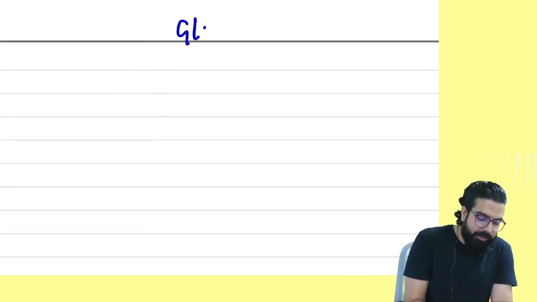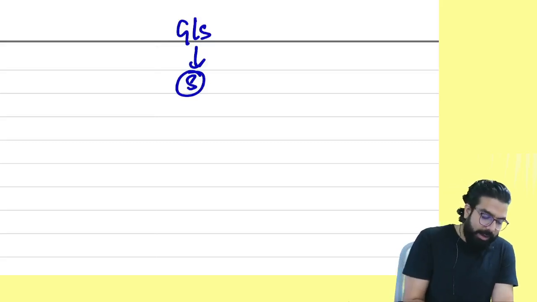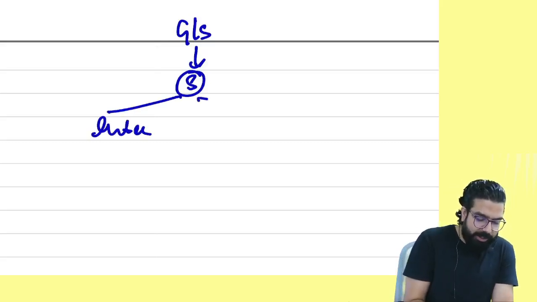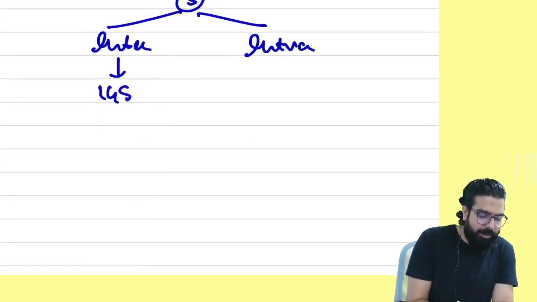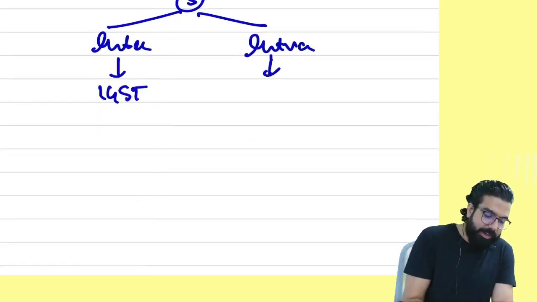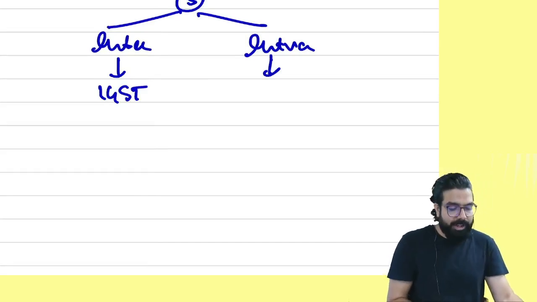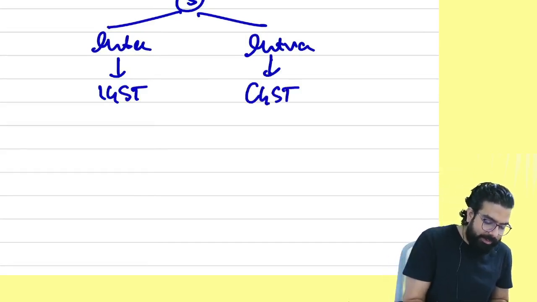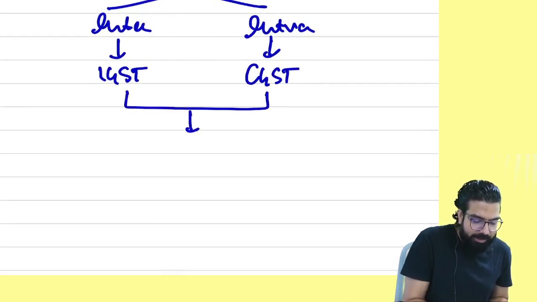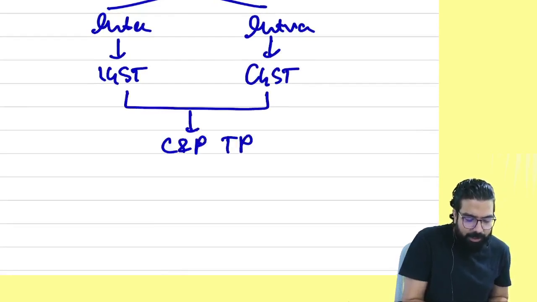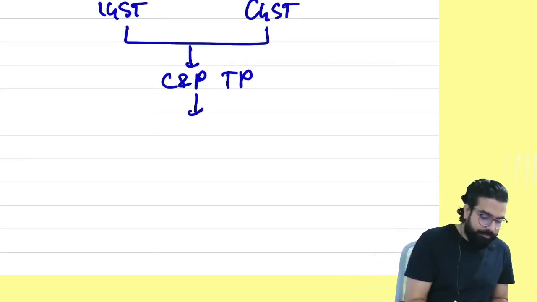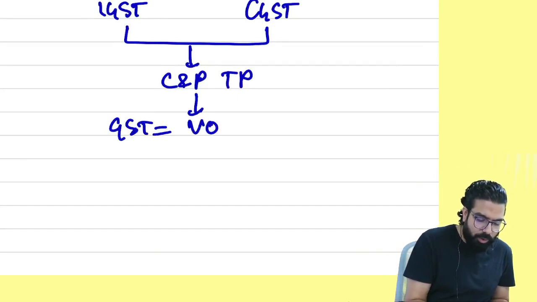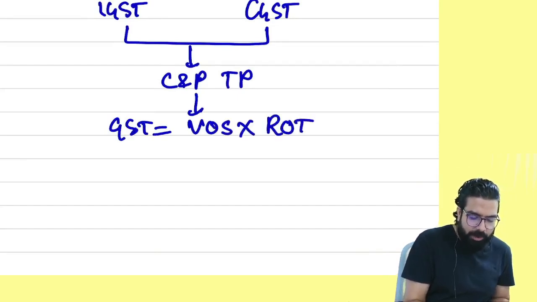People, we started learning GST with goods or service. Goods or service has to be supplied. Supply can be either interstate supply or intrastate supply. Interstate supply, what will be levied? IGST. Intrastate, what will be levied? CGST and SGST. Once GST gets levied, GST has to be collected and paid by a taxable person. How will he collect and pay? He will calculate GST is equal to value of supply into rate of tax.